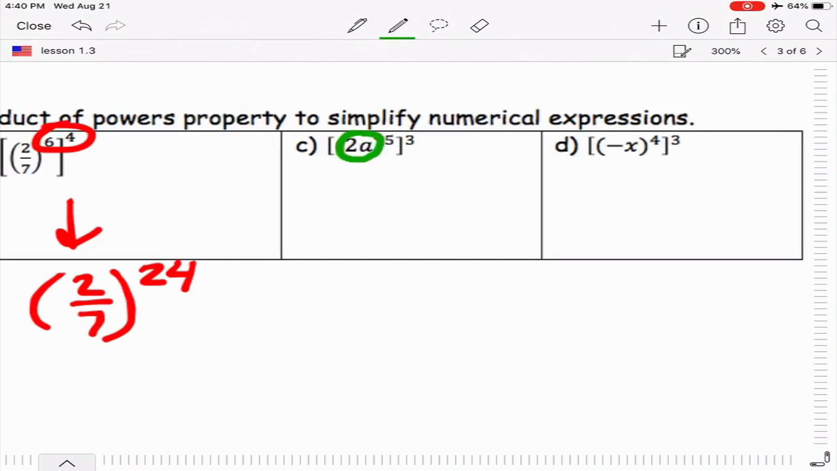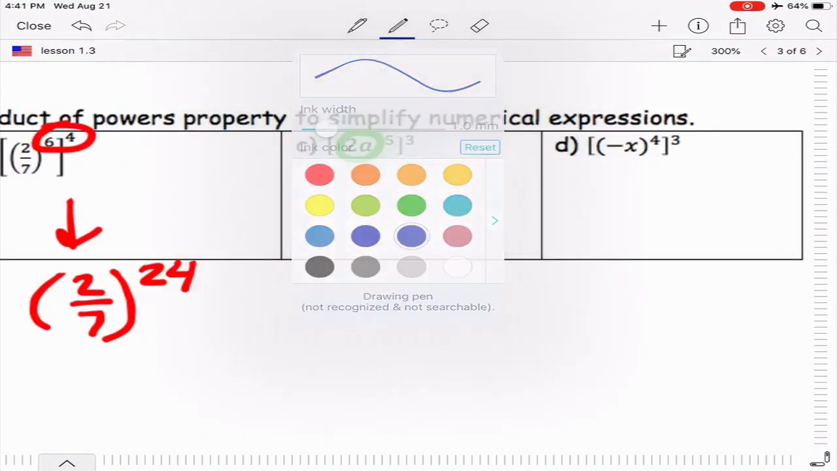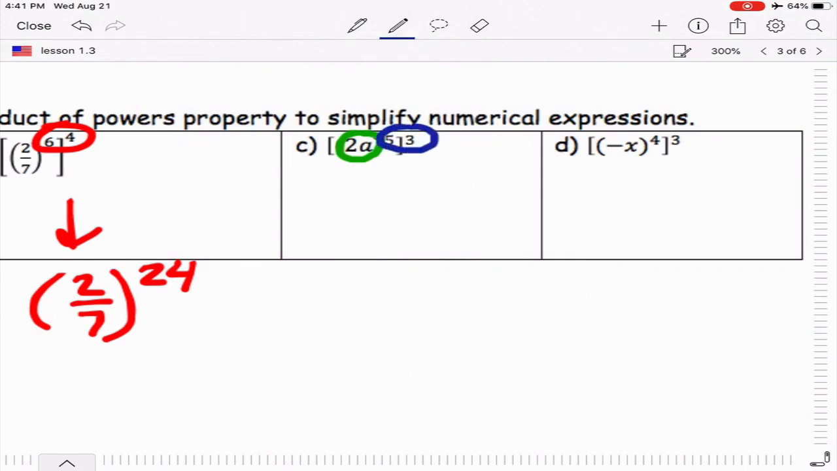2a is my base, and that one base has two exponents. So I'm going to leave 2a alone in parentheses, and I'm going to multiply the exponents. And 5 times 3 is 15.